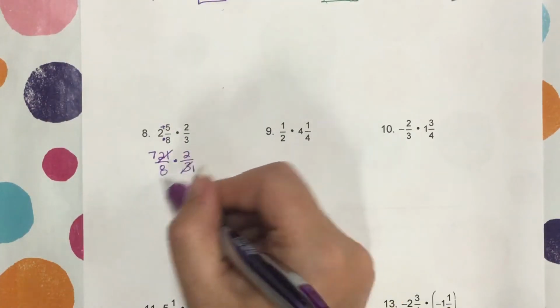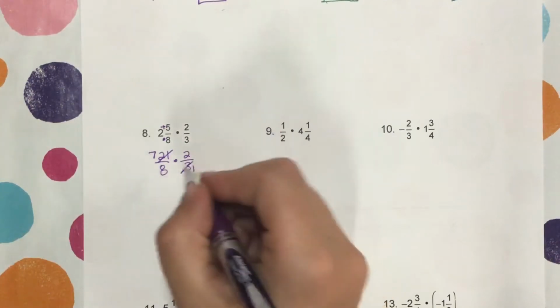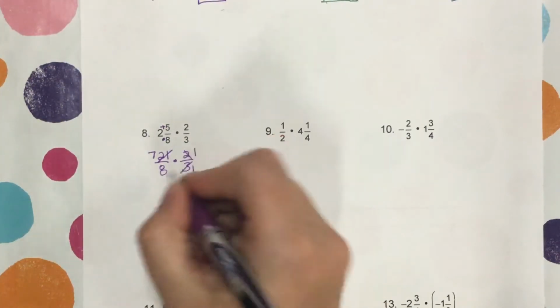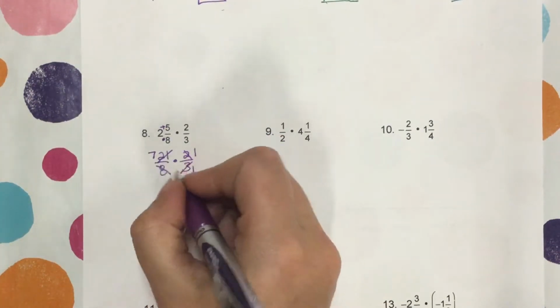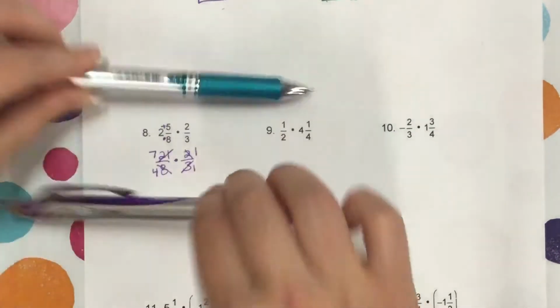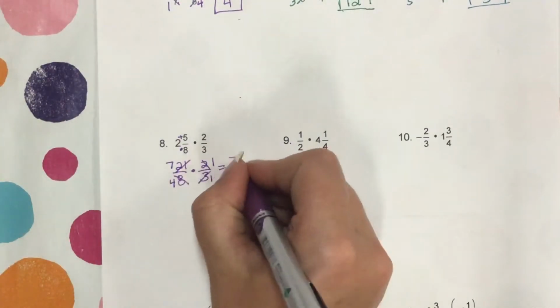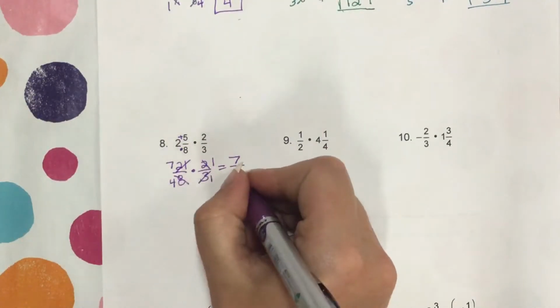Perfect. And then we look here. Are there any common factors between 2 and 8? And yes, there are. 2. 2 goes into 2 one time, and 2 goes into 8 4 times. Now that we have cross-canceled, it is time to multiply across. Let's do it. So 7 times 1 is 7. 4 times 1 is 4.